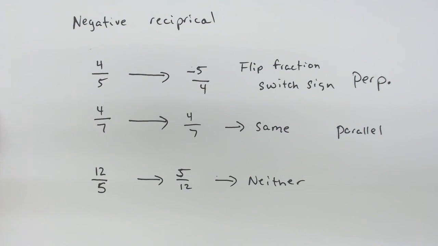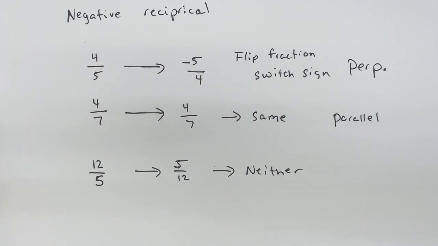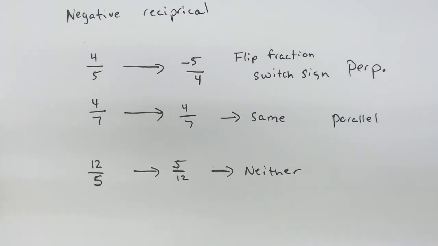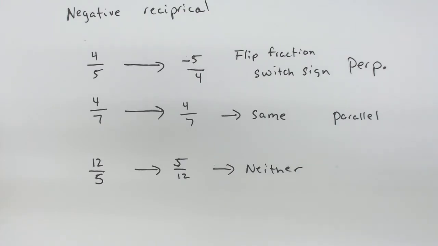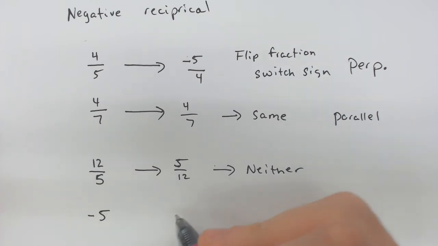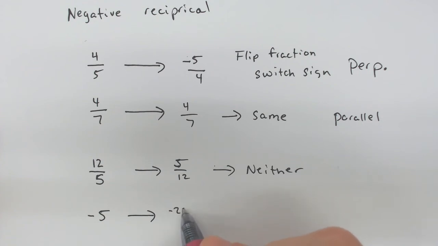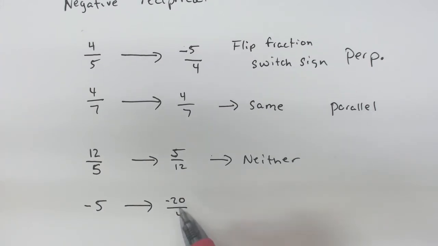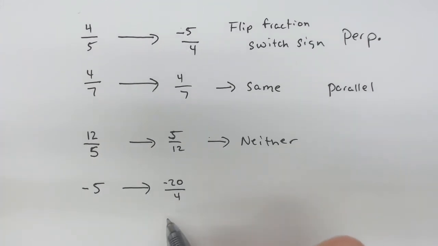But you do need to be careful, because sometimes things simplify, and it either makes it look like they're not perpendicular or makes it look like they're not parallel. For instance, if I gave you negative 5 and the other slope happened to be negative 20 over 4, well, negative 20 over 4 is still going to divide down and become negative 5. So this is still considered parallel.